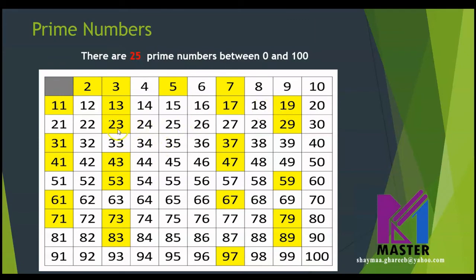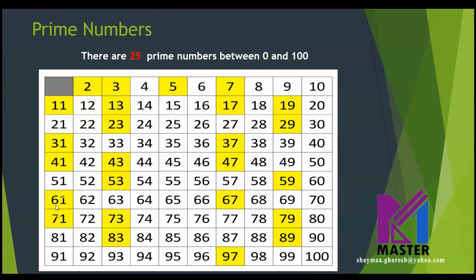In the 20s, we have 23 and 29. In the 30s, we have 31 and 37. In the 40s, we have 41, 43, and 47. In the 50s, we have 53 and 59. And as we said, prime numbers are numbers that only have two factors, 1 and the number itself.